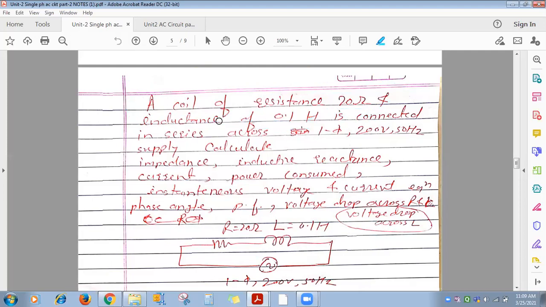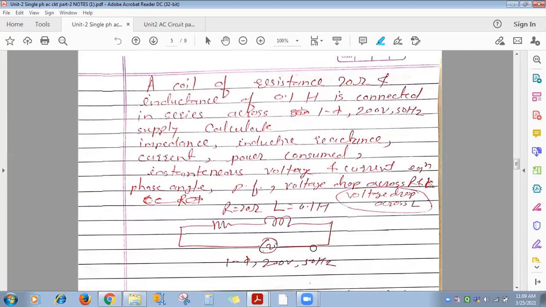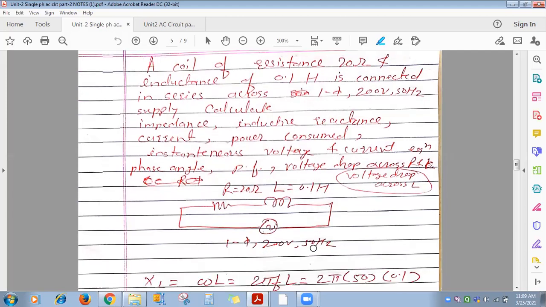Every coil has some value of resistance and some value of inductance, and both are always in series. They are connected across a 200 volt, single phase, 50 hertz voltage, and you have been asked to calculate all parameters. It's a series RL circuit. The important thing here is that this voltage is an RMS value.